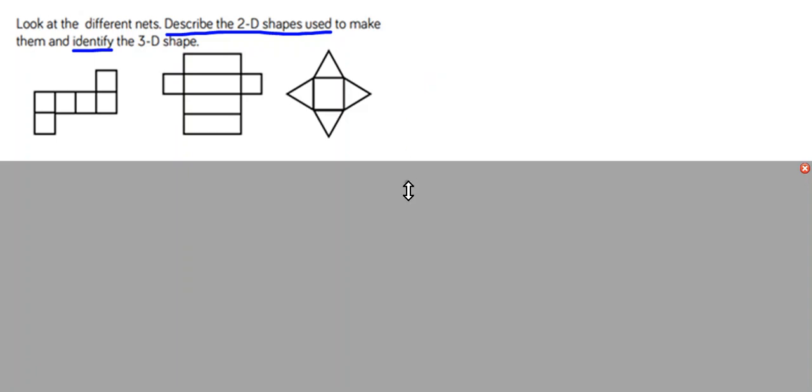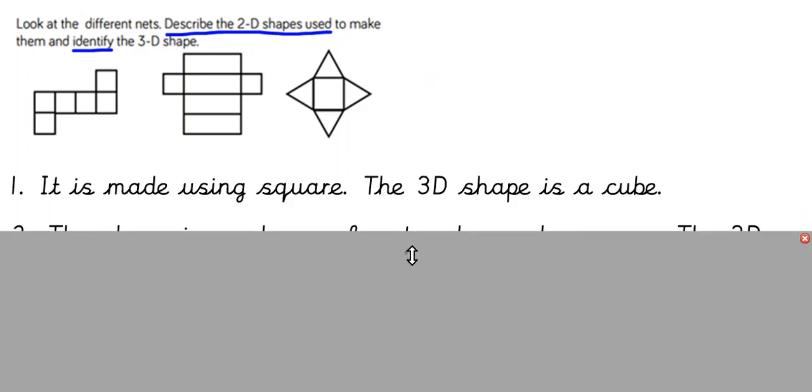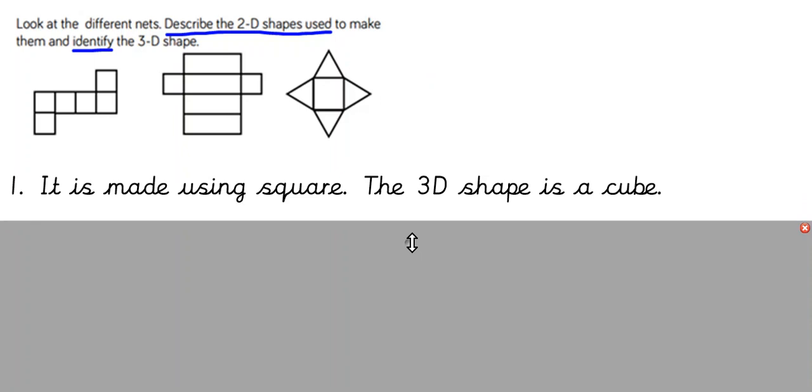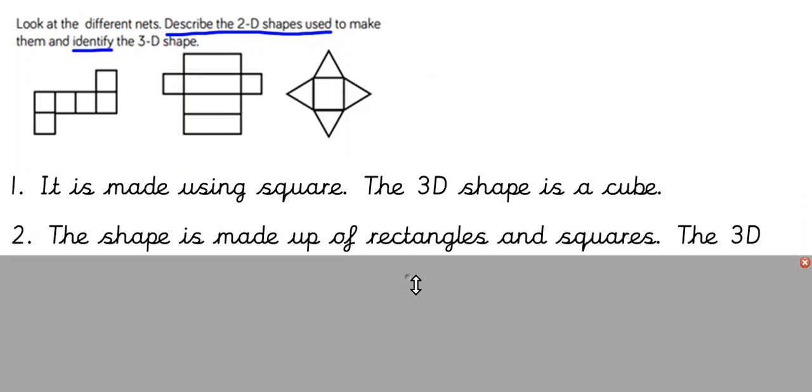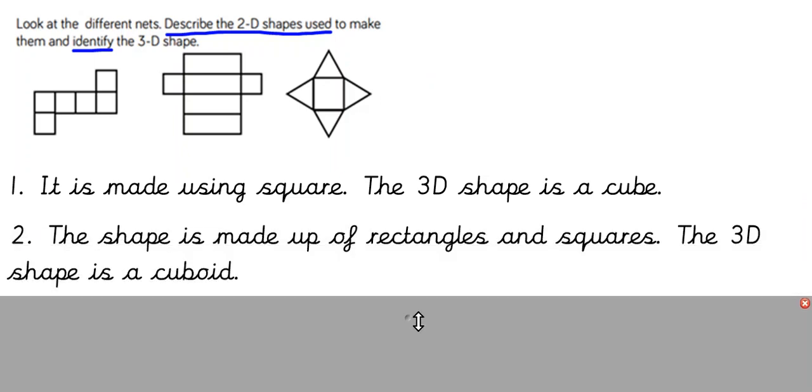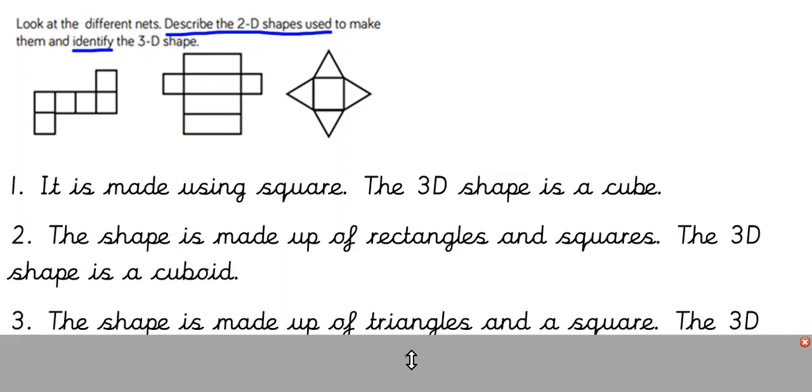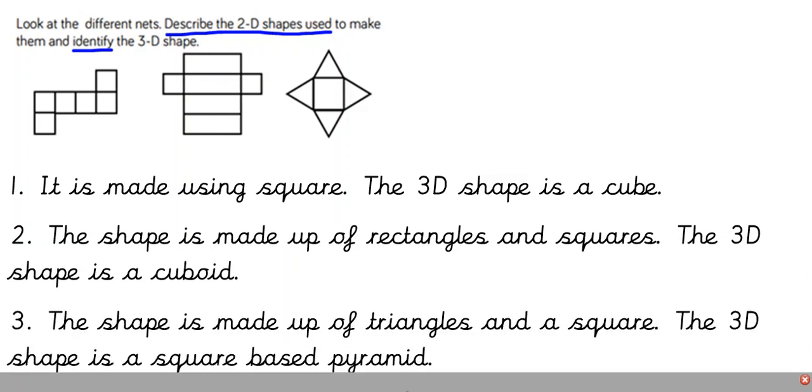Okay, let's have a look then. So, number 1 is made up using squares and the 3D shape is a cube. Number 2, the shape is made up of 1, 2, 3, 4 rectangles and 2 squares, and the 3D shape is a cuboid. And number 3, the shape is made up of 4 triangles and 1 square. The 3D shape is a square-based pyramid. Well done if you got that one correct.